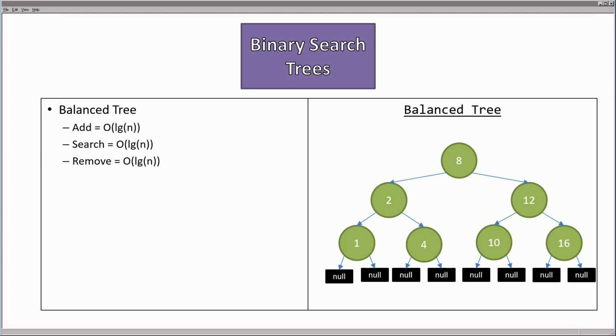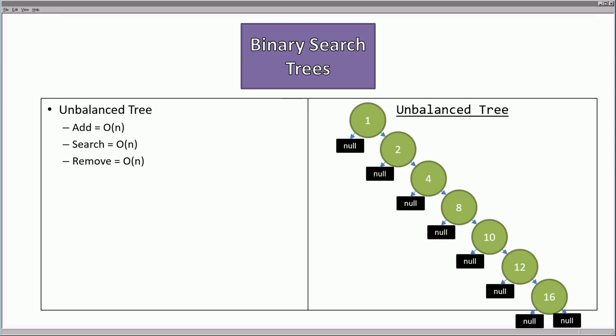So this means if we are creating a binary search tree and we can ensure that it always stays balanced, then we get all of these various performance gains. Adding, searching, and removing require fewer operations in a balanced tree versus an unbalanced tree. So then, how can we ensure that our trees remain balanced? The type of tree that we developed is unbalanced. And in fact, if we were to add the elements 1, 2, 4, 8, 10, 12, and 16 in that order, we would get a tree that looks exactly like this.